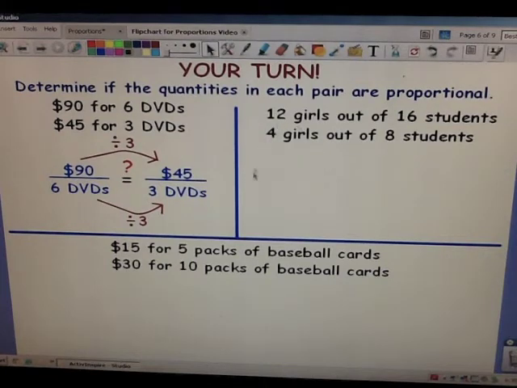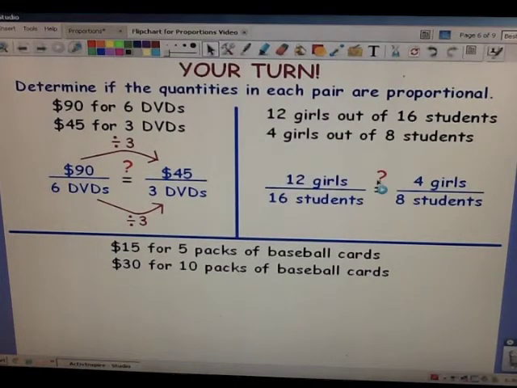Okay, write down this example in your notes. 12 girls out of 16 students, 4 girls out of 8 students. Are they proportional? Set up your proportion. When you set up your proportion, what you're really doing is writing the first rate, putting an equal sign in the middle, and writing the second rate. And then I always put an equal sign with a question mark because I'm trying to determine if it's proportional.